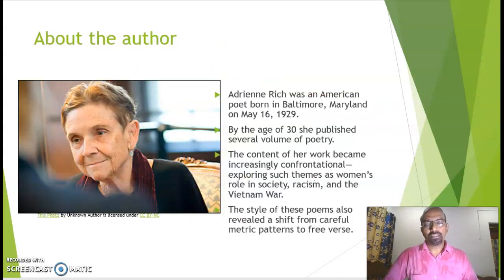A little about the writer. Adrienne Rich was an American poet. She was born in Maryland, USA in the year 1929. She has published 19 volumes of poems. The content of her work became increasingly confrontational, exploring such themes as women's role in society, racism, and the Vietnam War. The style of these poems also revealed a shift from careful metric pattern to free verse.